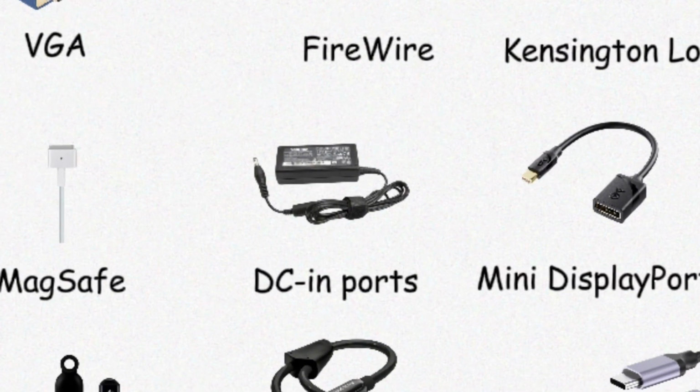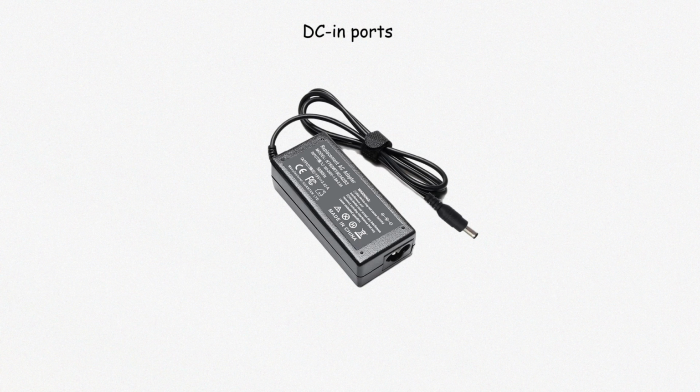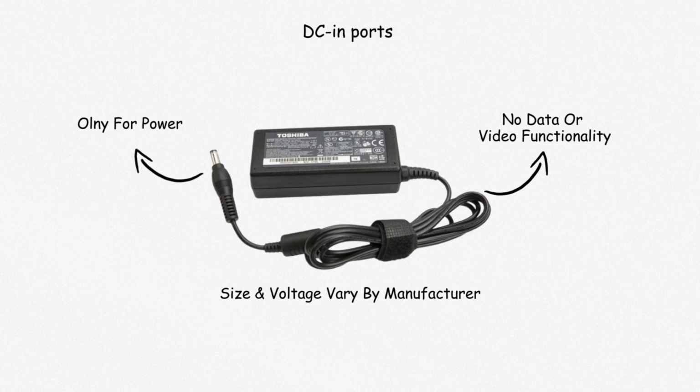DC-in ports are circular power connectors used on many Windows laptops. They deliver power from an AC adapter to the internal battery. The size and voltage of DC-in ports vary by manufacturer, making them non-interchangeable. These ports are typically used only for power and offer no data or video functionality.